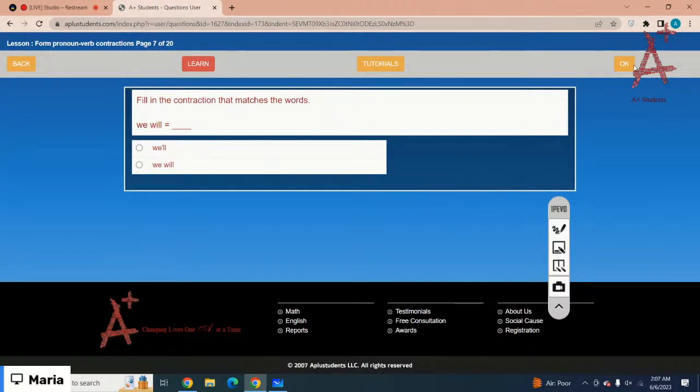Okay, the next one is we will. So how do you write we will? Option 1 or option 2? That is option number 1, we'll. Got it? Option number 1 is the correct option. You can skip wi from the will and you can put an apostrophe there. So that would be option number 1.